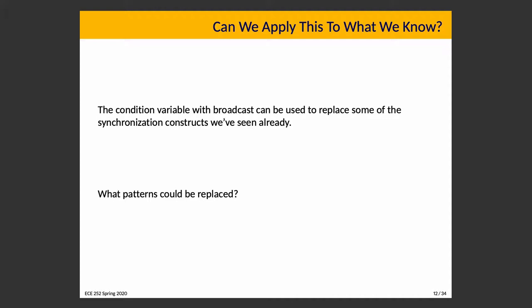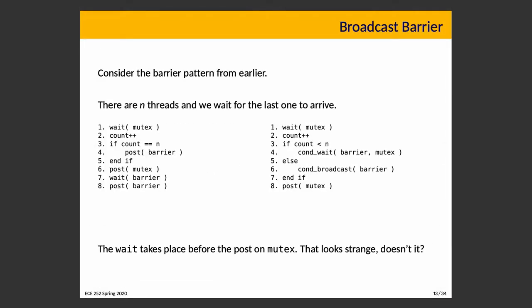what about the barrier? Okay. So on the left, consider the barrier pattern from earlier. If you remember, this is the simple single-phase barrier. You can expand this if you want, as you need. But there are n threads, and we wait for the last one to arrive. So I imagine you remember how this goes. You wait on the mutex, increment count. If count is equal to n, then post on the barrier, and post on mutex, and then wait on barrier, post on barrier, your standard turnstile pattern. Okay, and that lets all of them through.